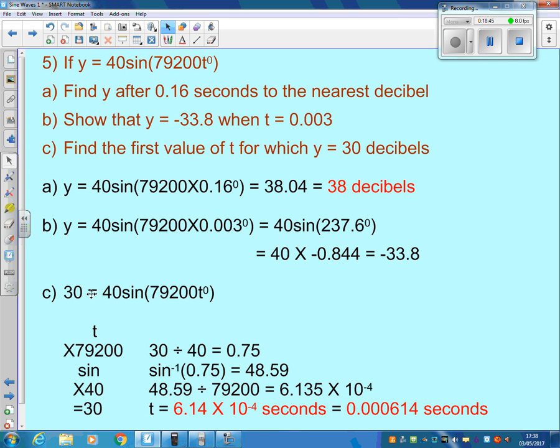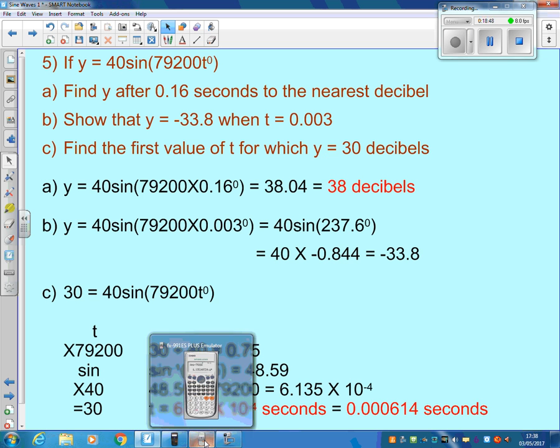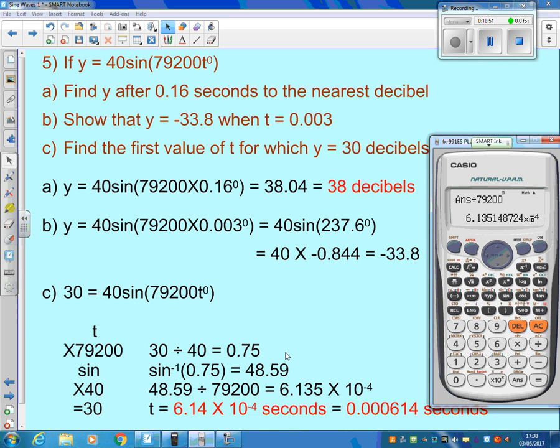Let's try shift solve to do this, and there is a way that we can actually do it. If we didn't remember the onion method, or you got a bit stuck, or you just want to do a check, I can do this by shift solve. So I make sure I'm in mode 1, and I put 30 alpha equals 40 sine, open the brackets, 79,200. I have to put an x there, and I must remember to close the brackets. So I've got my equation written down there: 30 equals 40 sine 79,200 x. And I'm trying to solve that to find x.